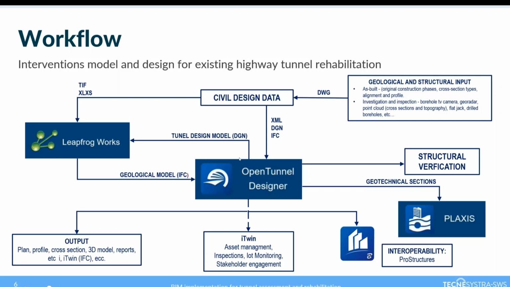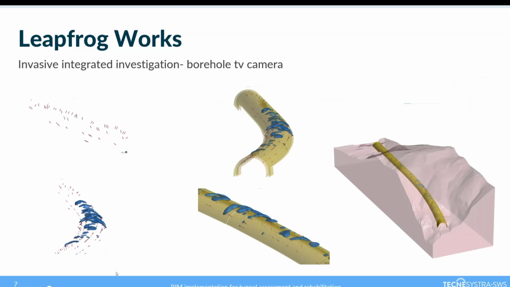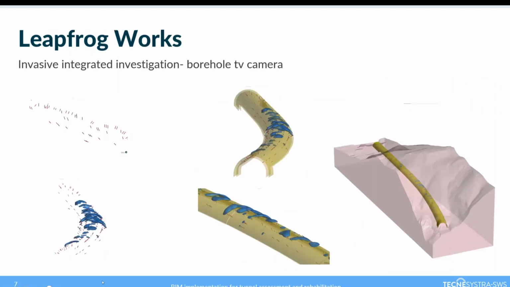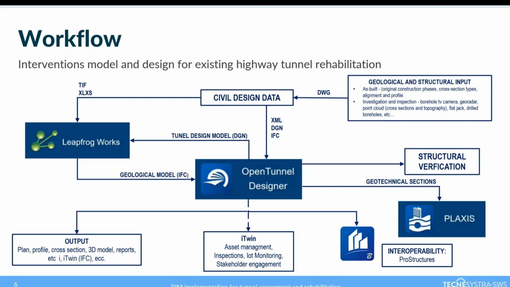In OpenTunnel we can export the tunnel design model that contains the information from the tunnel intrados and extrados to Leapfrog. And in Leapfrog, we can export the topography and the voids model as an IFC into OpenTunnel. So we can have all this information in the main OpenTunnel model.